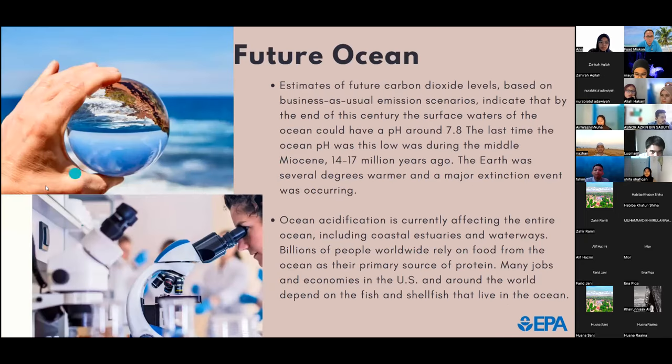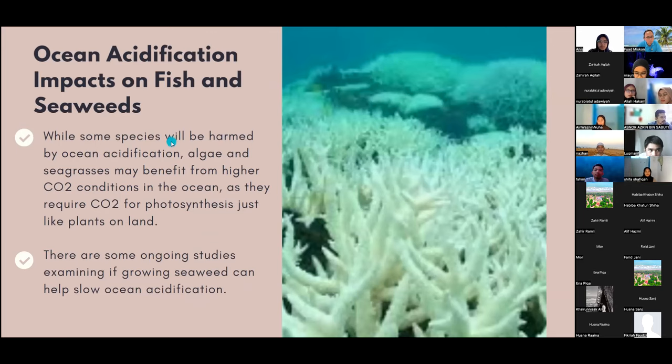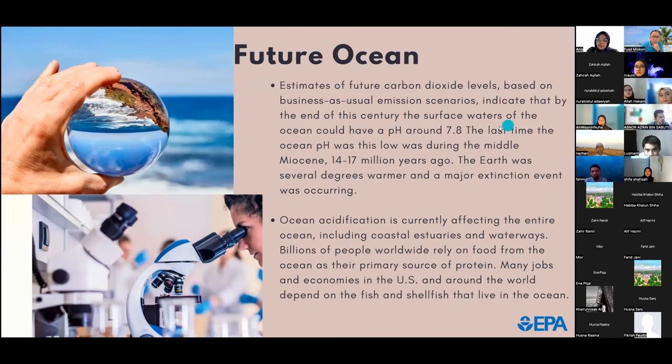Okay, next, ocean acidification can also affect seaweeds. While some species will be harmed by ocean acidification, algae and seagrasses may benefit from higher carbon dioxide conditions in the ocean, as they require carbon dioxide for photosynthesis, just like plants on land. So there are some ongoing studies examining if growing seaweed can help slow ocean acidification. And lastly, after all the marine organisms are affected, it will subsequently affect humans themselves.